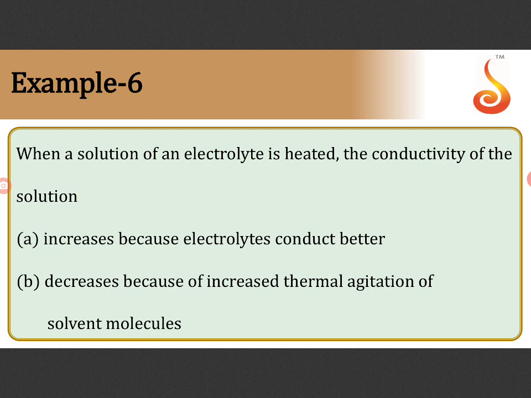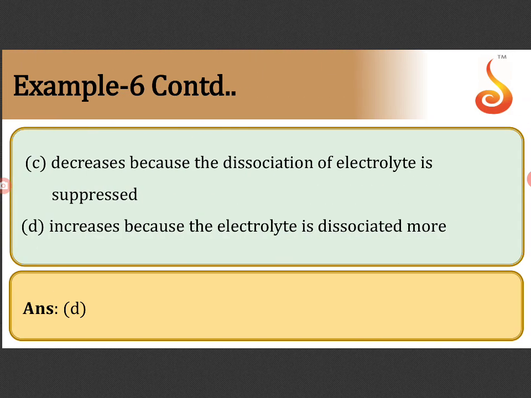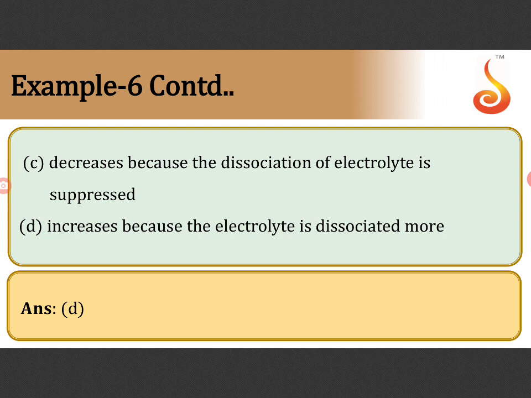I think all of you also know that a solute is a substance which is added in very minute quantities, and a solvent is a substance which is present in larger quantities. Option C, decreases because dissociation of electrolyte is suppressed. Option D, increases because the electrolyte is dissociated more. Option D is the correct answer.